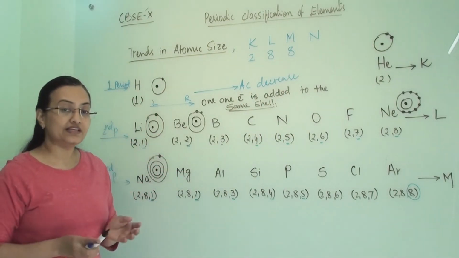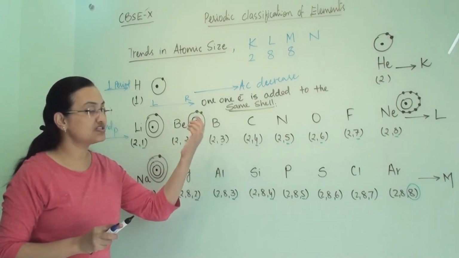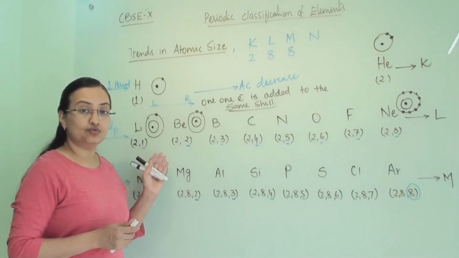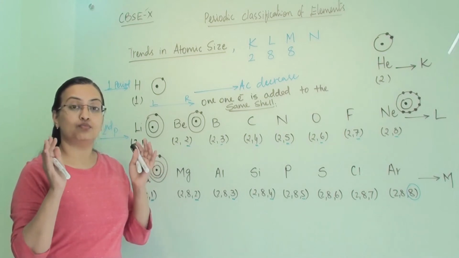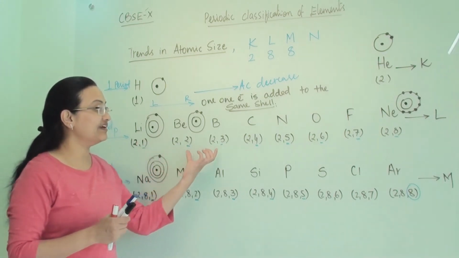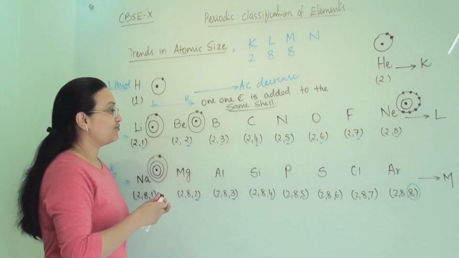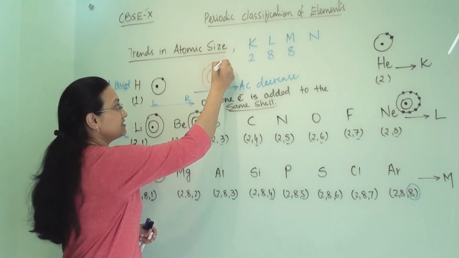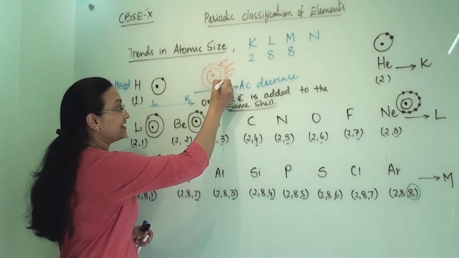Why will it decrease? Because, see here, in the same shell the electrons are being added. So what will happen when we go from left to right? More electrons and more protons are coming into the atoms. So we keep adding more and more electrons in the same shell.